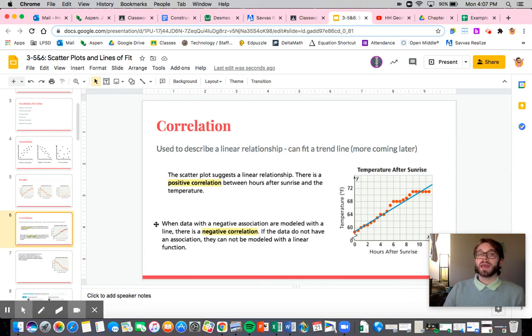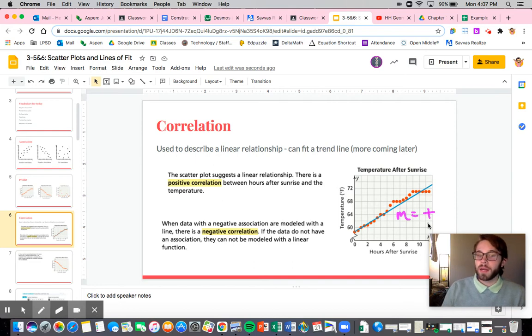So if a scatter plot suggests a linear relationship, you could have a positive correlation, which is similar to your positive association, right? It's increasing. If you were to graph this line, the slope would be a positive slope. So if I were to try and find the slope of this line, m would be a positive number.